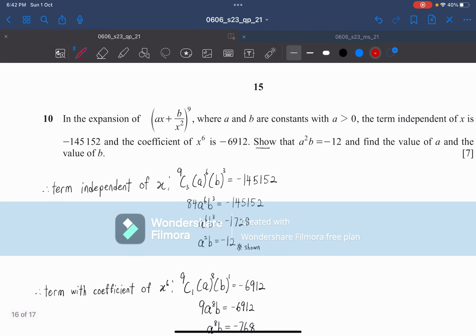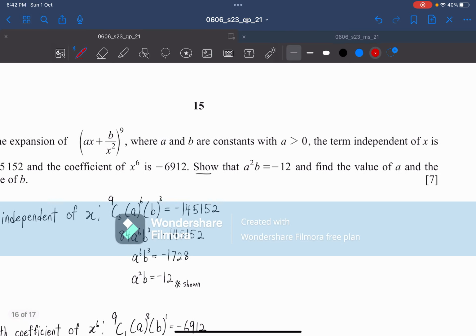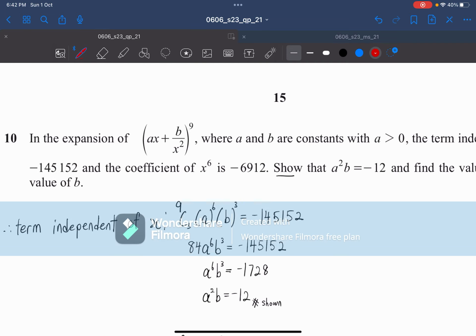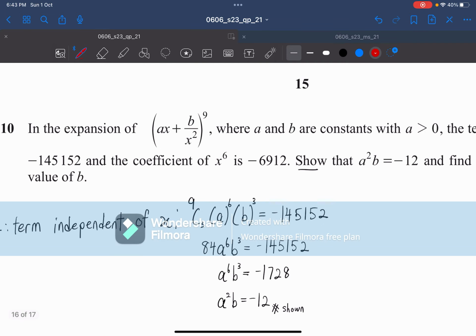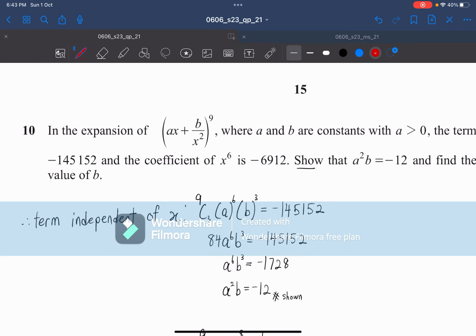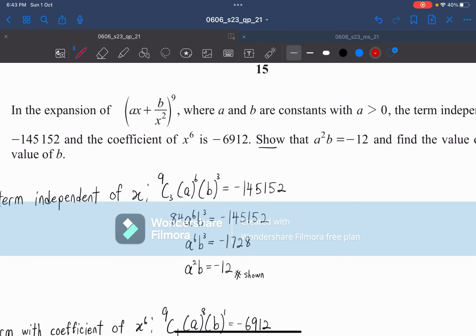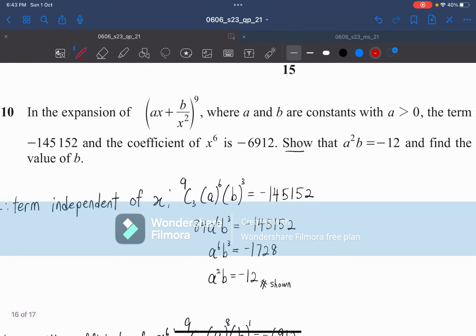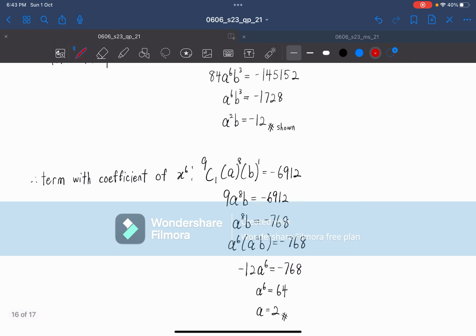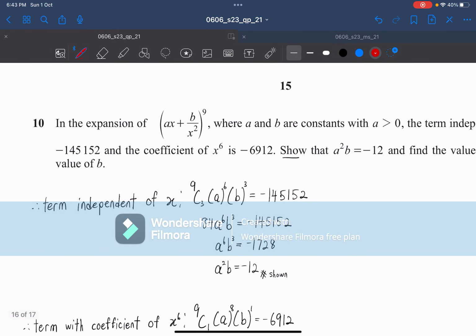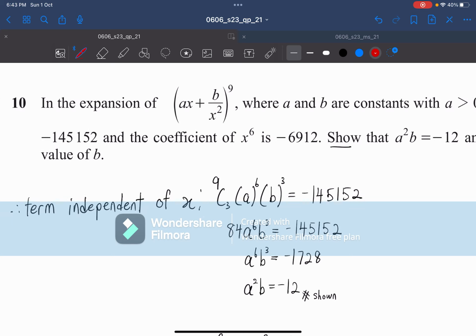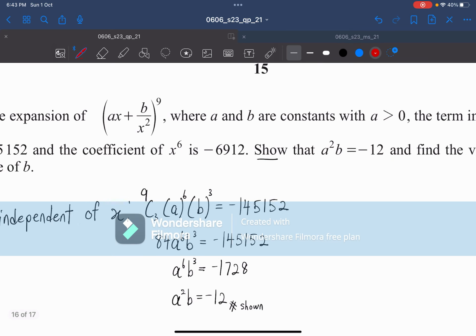Okay, so first we need to find what the term independent of x is. So the term independent of x will be this right here, 9c3 a to the power 6 b to the power 3. I guess the main part of this whole question is, how do you quickly figure out what the combination has to be in order for me to find the term independent of x?